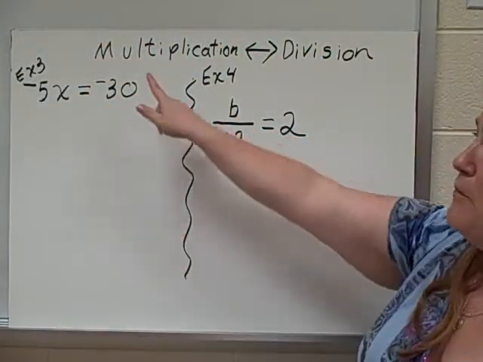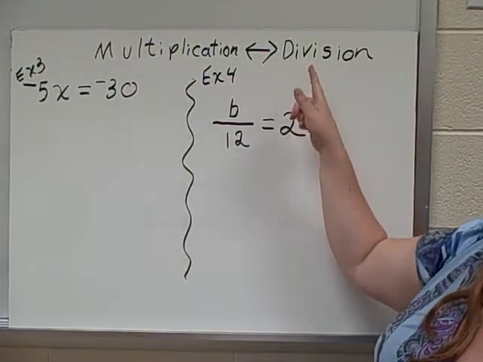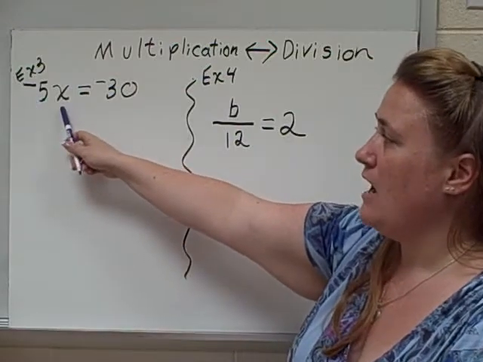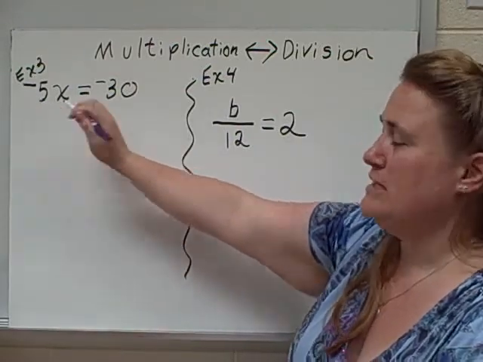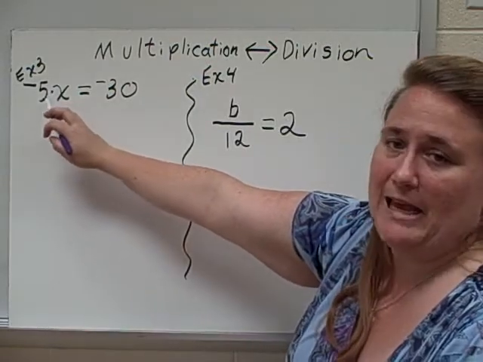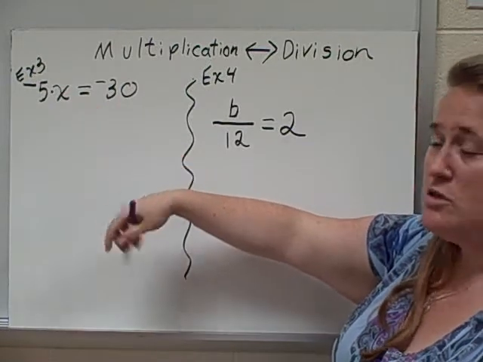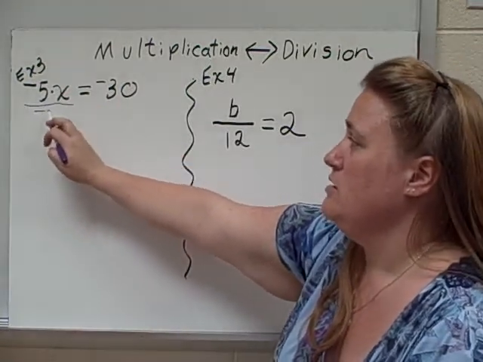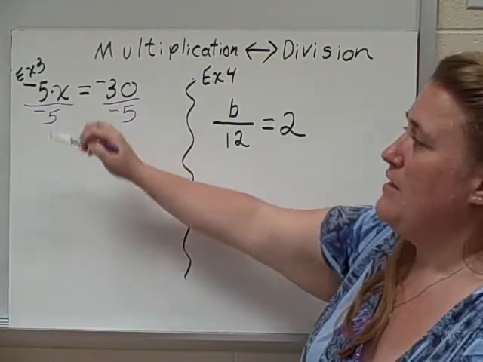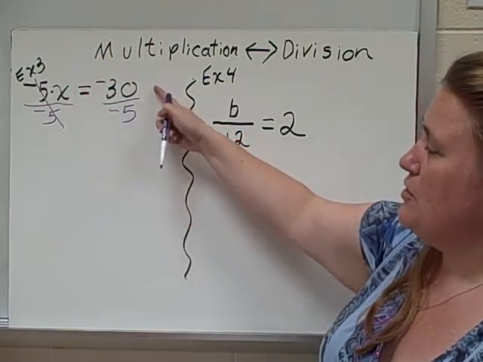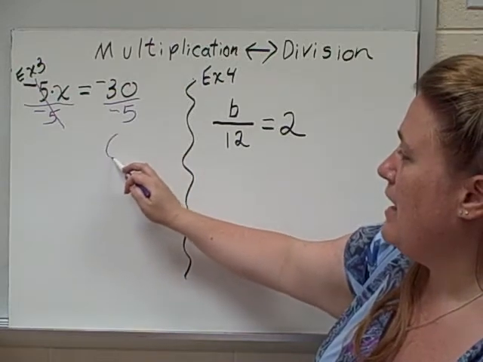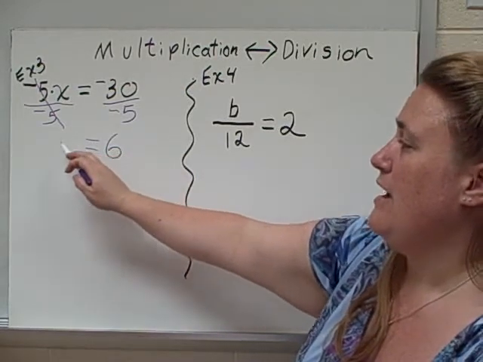So we also know that multiplication and division are inverse operations. So in this problem, -5 times x, remember when a number is touching a letter variable, it is multiplication. So the inverse of multiplication is division. These cancel. -30 divided by -5 gives us +6, and that equals x.